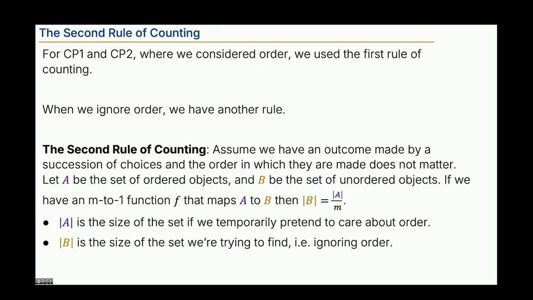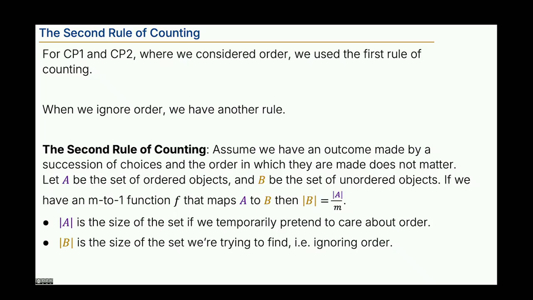So when we ignore order, we have a different rule, and this is straight from the notes: assume we have an outcome, we have a succession of choices, and the order in which they're made does not matter. One way to solve this problem is to say that A is the set of ordered objects. You pretend for a moment that you do care about the order. And let's say B is the set of unordered objects, the actual thing we care about, just like we did with the number of draws ignoring order.